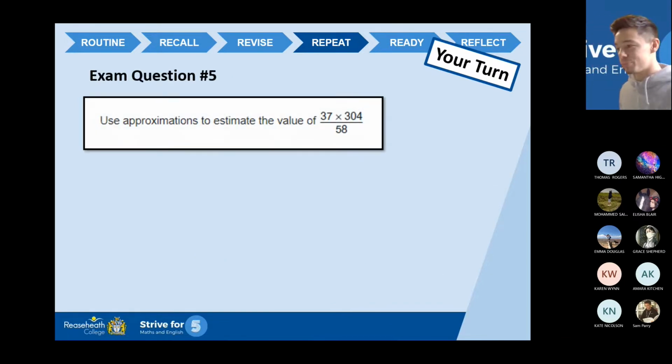Okay, last one. Use approximations to estimate the value of 37. I'm going to ask you guys in the chat now, what do I round 37 to? You guys are going to be my brains. What would you round 37 to? If this is you in the exam, what would you do? What would you do for the 37?